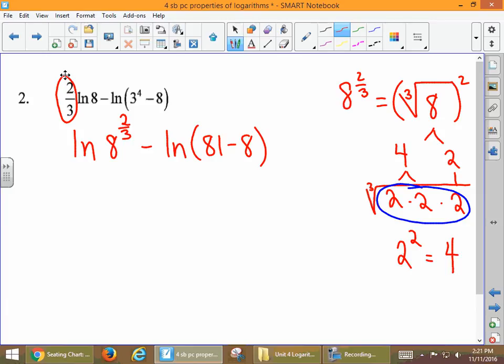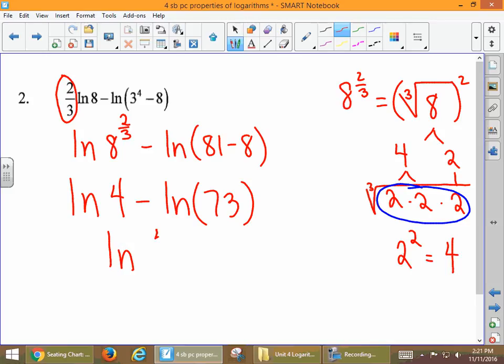So if we simplify this, and again, ultimately what we're trying to do is get down to one logarithm. So we've got the natural log. 8 to the 2/3 is 4 over here, minus log of 81 minus 8, and 81 minus 8 is 73. 3 to the fourth, by the way, is 81, if you didn't hear me earlier. And then what does minus tell us to do? Do we have to multiply? Do we have to divide? We have to divide. So we can condense this down into division as the natural log of 4 divided by 73.